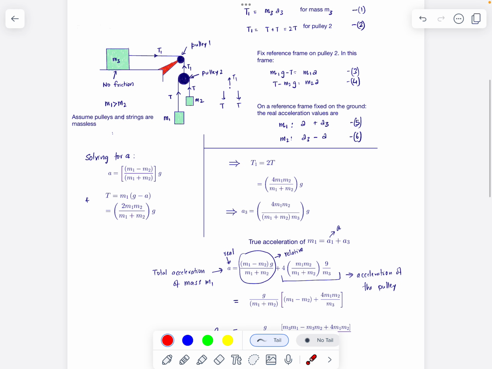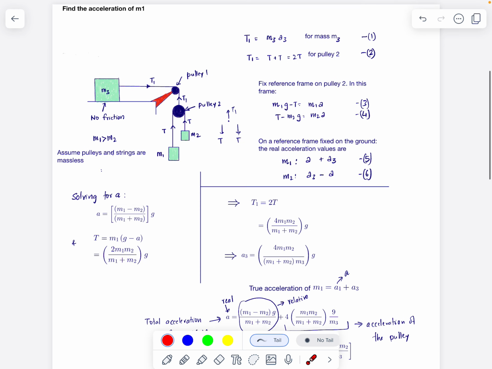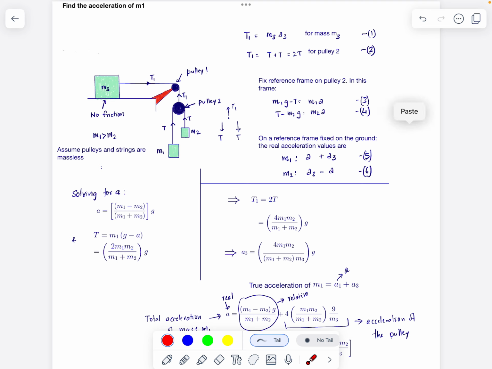So I hope you've understood how the choice of the reference frame can make it easier for us to solve this problem, or at least these kinds of problems.